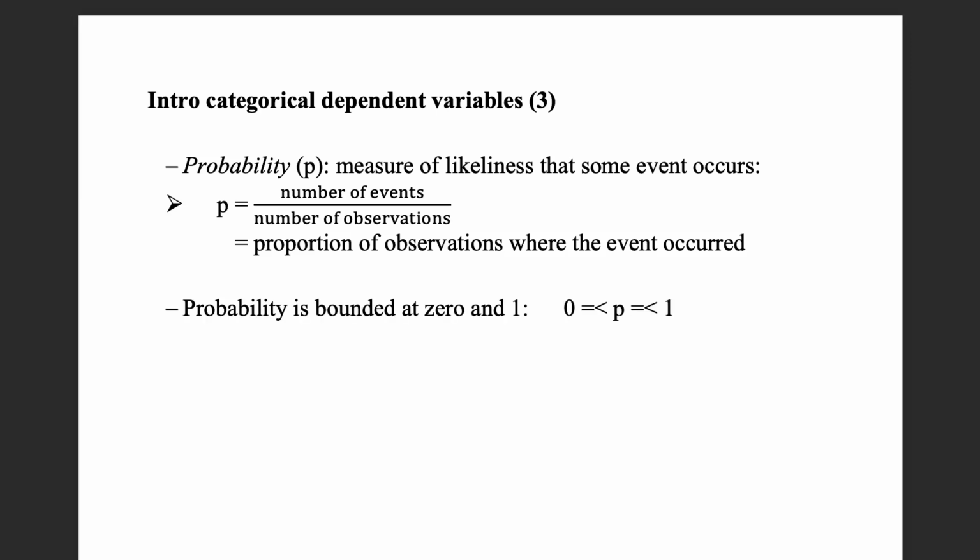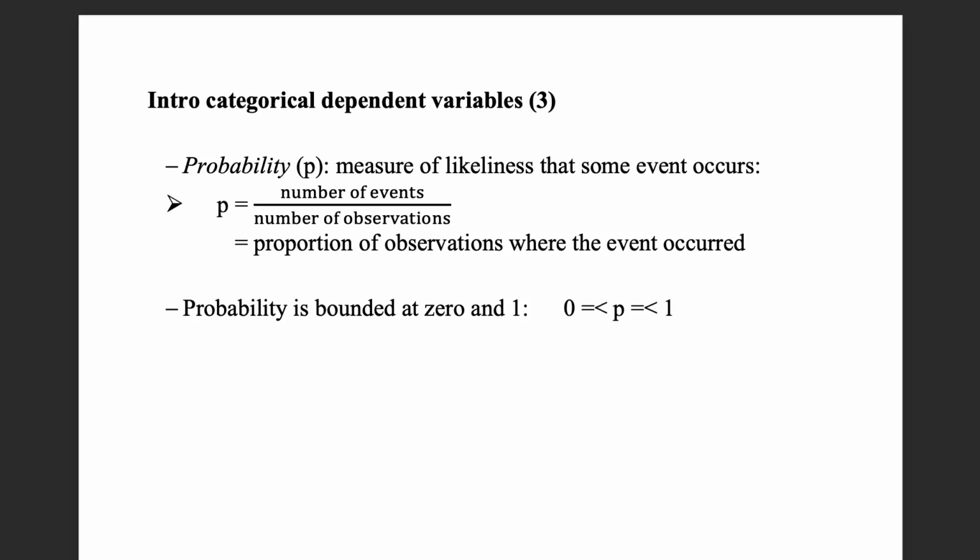Very important to already note at the start, probabilities are bounded at 0 and 1. So a probability can never take a value that's smaller than 0, and it can never take a value that's larger than 1. That's going to be important later on, but for now it's good to understand why that is the case. Why can't the probability ever be a negative number? And why can't the probability ever be a positive number larger than 1?